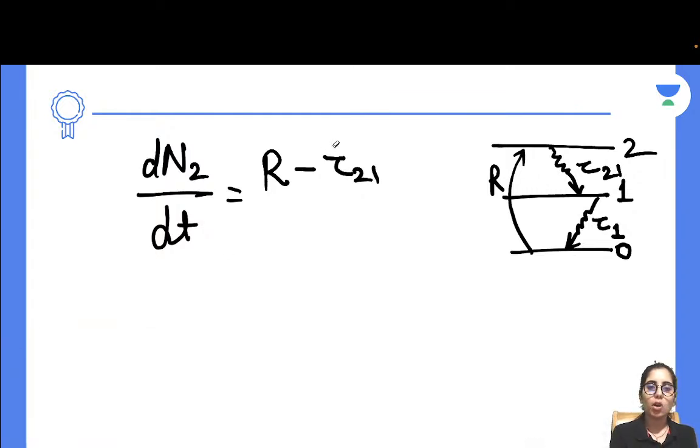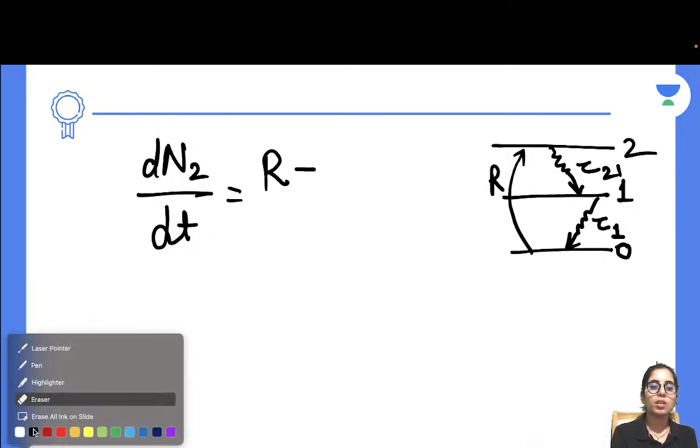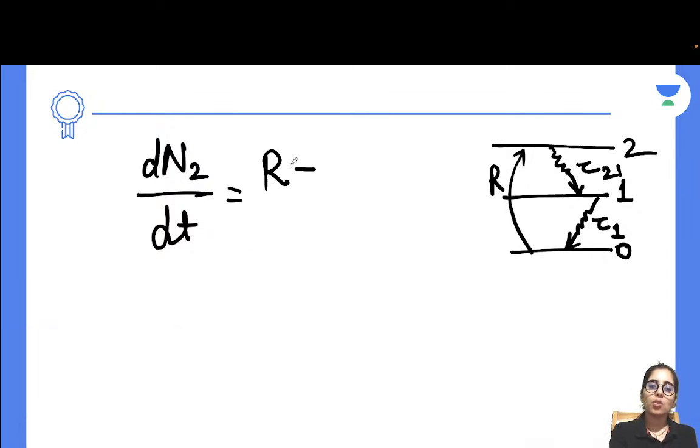We want the decay rate. So rate overall is this. Rate means how many atoms are decaying or moving from that level to the other level. So that is this rate, right?